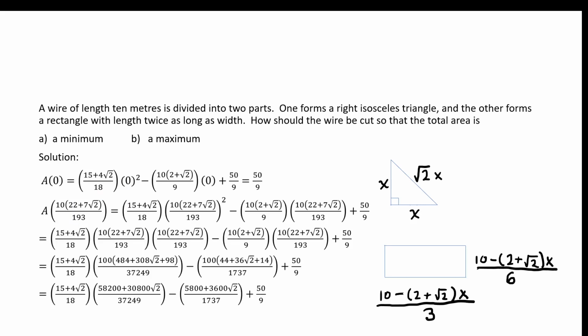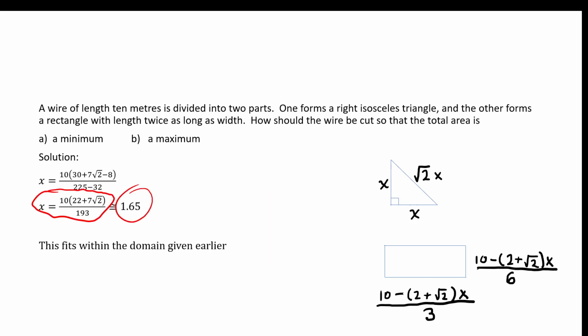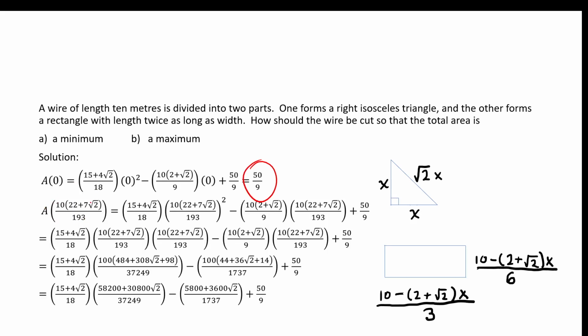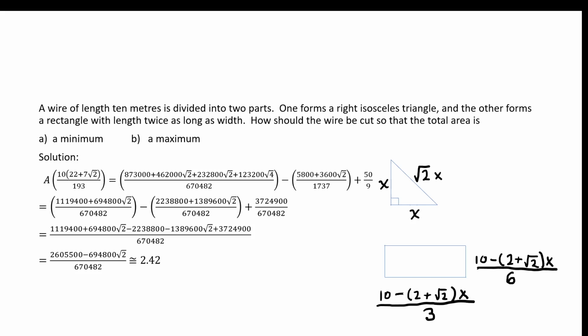Now, if we let x equal 0, we get an overall area of 50 over 9. If we let x equal 10 times 22 plus 7 root 2 all over 193, then after a lot of work, we get an overall area of 2,605,500 minus 694,800 root 2 all over 670,482, which is roughly 2.42, consistent with the answer we had when we weren't doing any rounding.